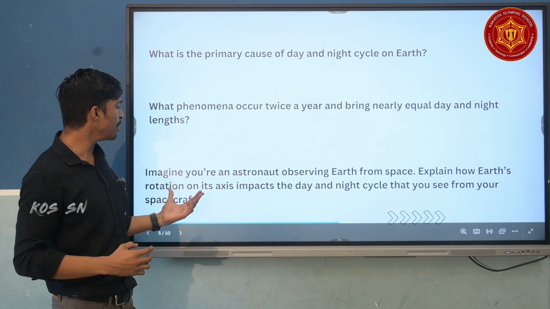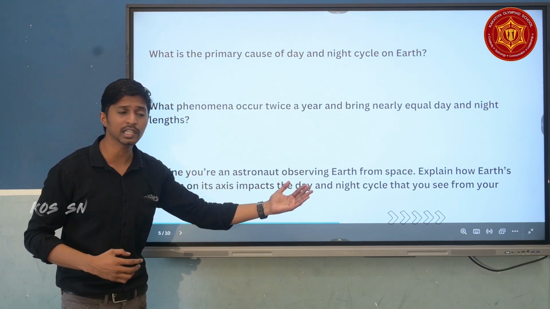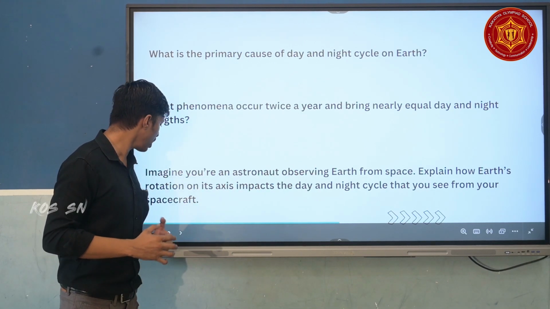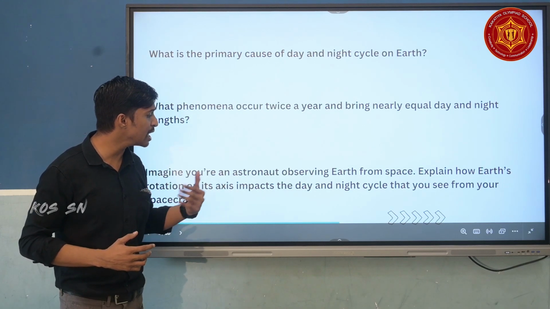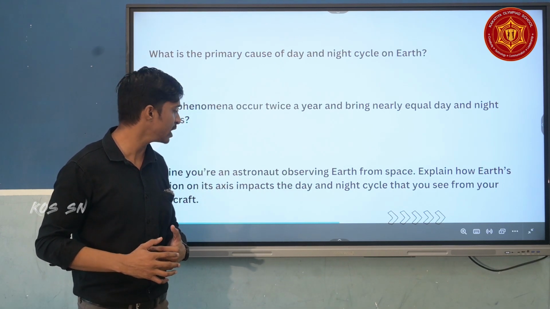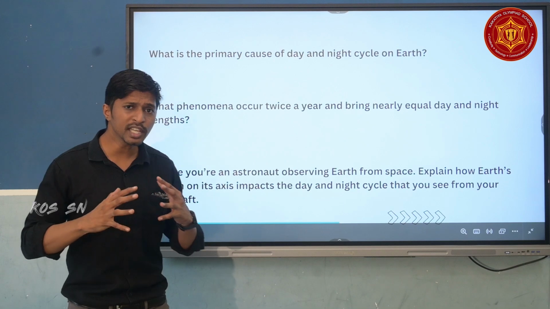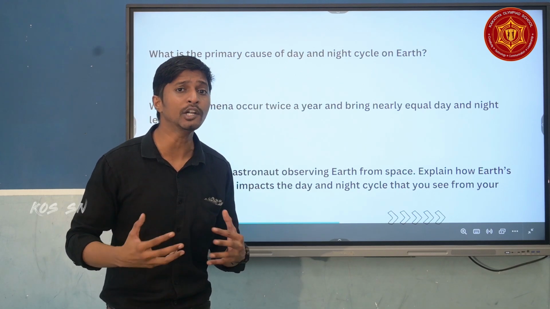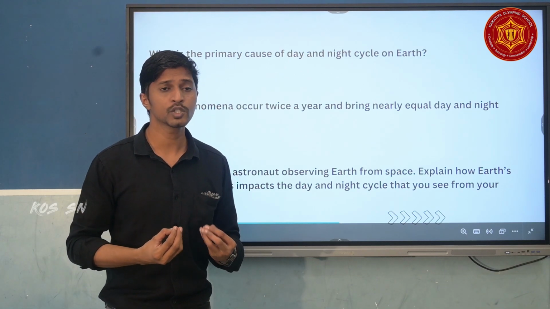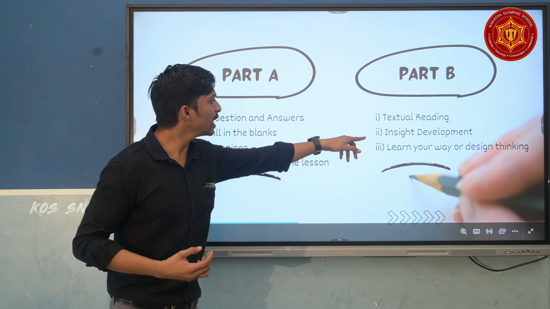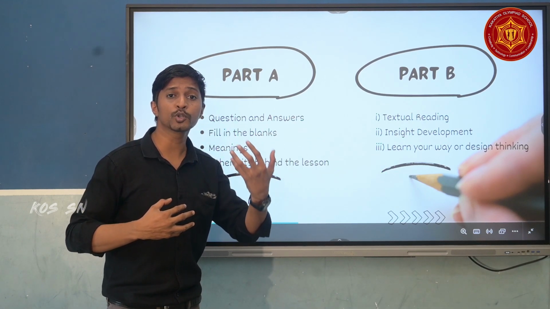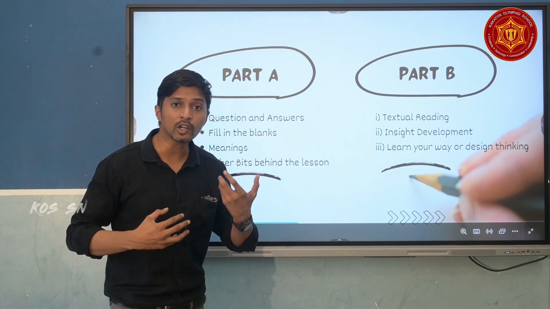We can see here: imagine you are an astronaut observing Earth from space. Explain how Earth's rotation on its axis impacts the day and night cycle that you can see from the spacecraft. This is a way of making the student think deeper. Insight development makes the student think deeply about the concept.